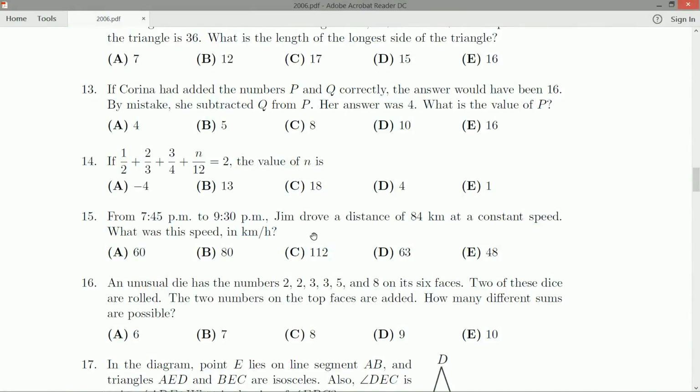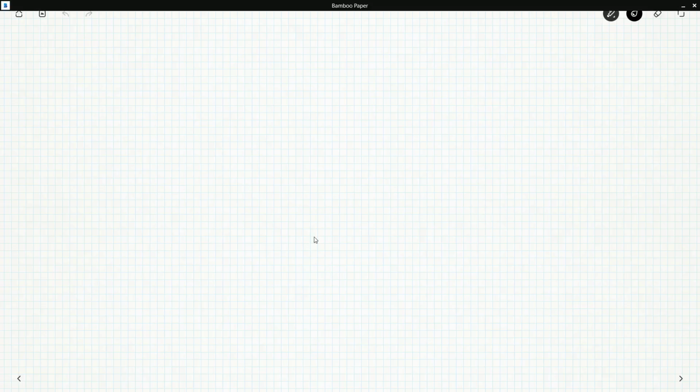Okay, how do we calculate speed? Well, to calculate speed, we need to know distance traveled over the time it took you to travel that distance. They tell me pretty quickly in the question he traveled 84 kilometers. How much time did it take him to do that?